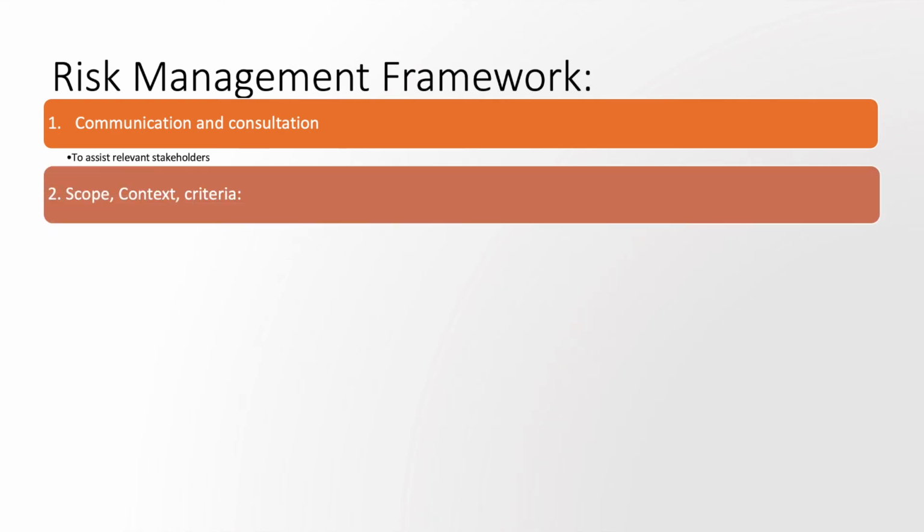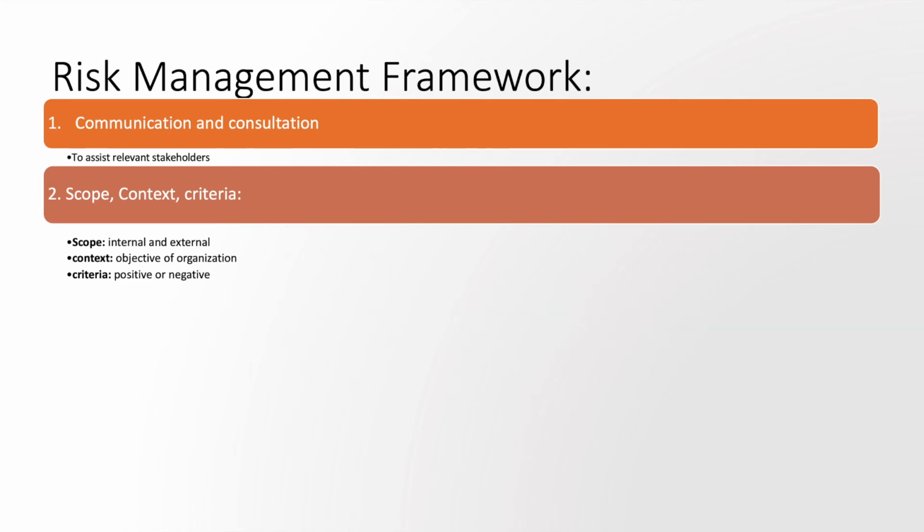The second step is scope, context, and criteria. We have to identify the scope, context, and criteria, with internal and external parameters. The internal parameters are organizational culture, governance structure, and contracts. And the external parameters are external factors and external stakeholders as well as environmental conditions. So this is the scope. Now, what is the context?